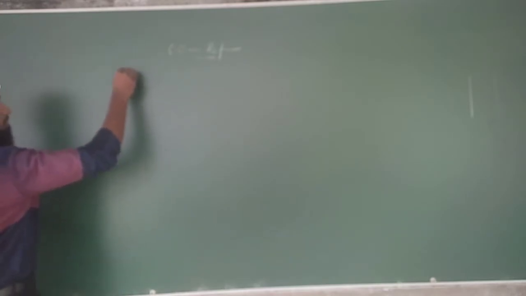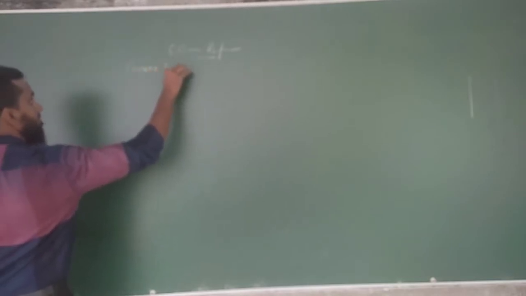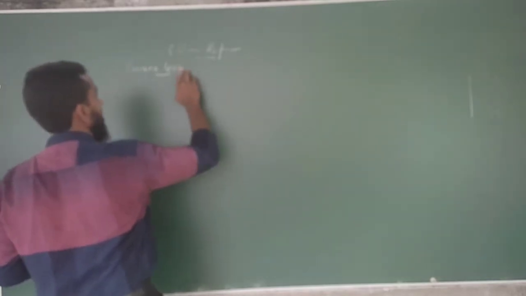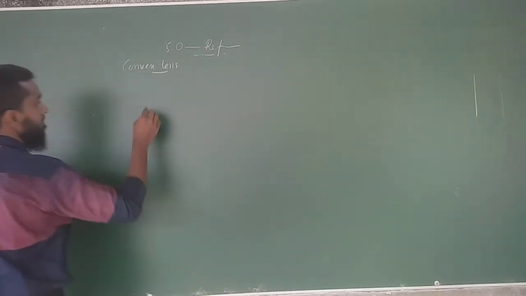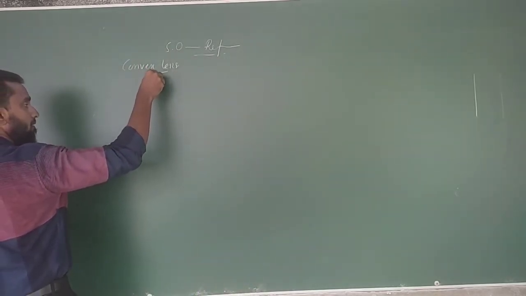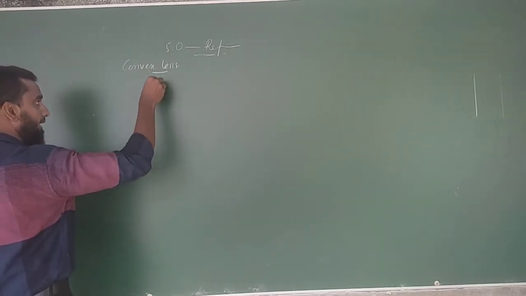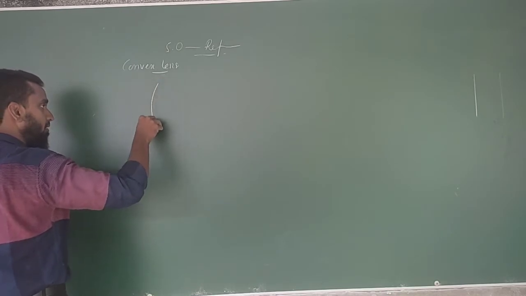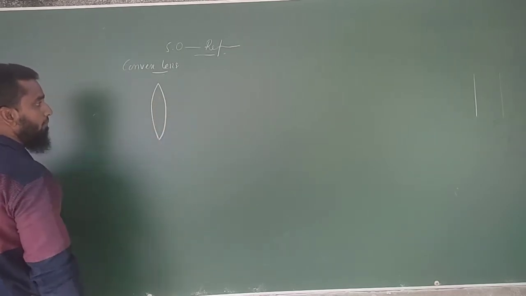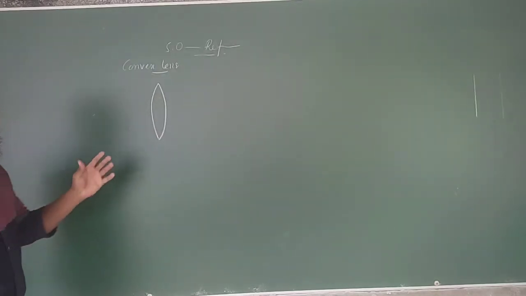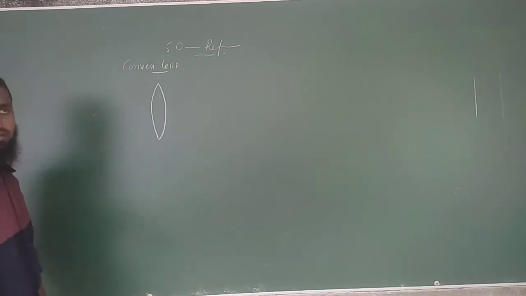First, we consider the convex lens. To draw the ray diagram of the convex lens, before that we need to know some parts of the diagram of the convex lens.